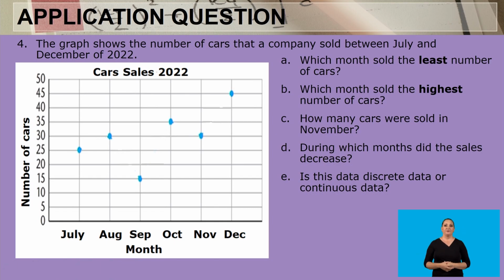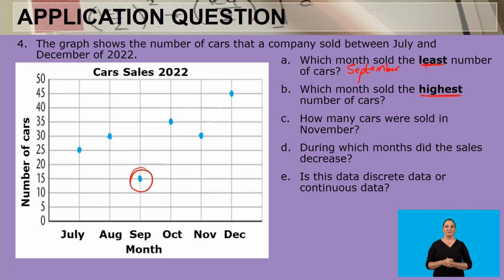The first one there says, which month sold the least number of cars? Of course, when we are talking about the least, we are talking about the lowest, which means the minimum number of car sales. So which month is that? Yes, of course, the lowest point is that one there, and the month that sold the least number of cars is September.